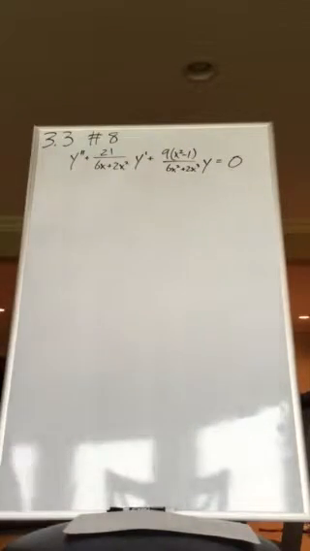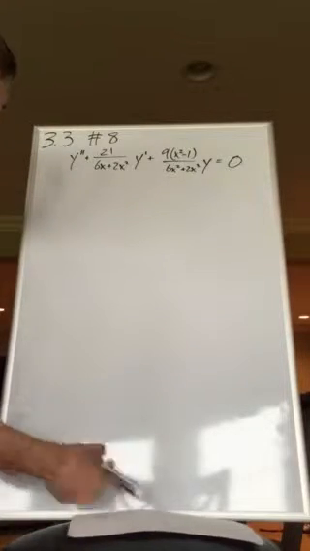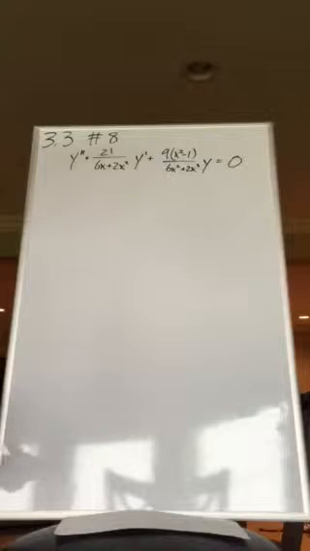I had section 3.3, problem 8. In this section, we're talking about regular singular points. Here, they're wanting us to use the point where x equals 0, and I tell what kind of point that is.